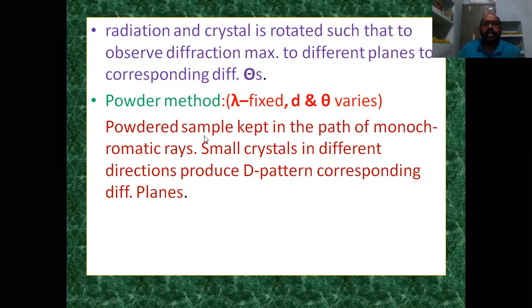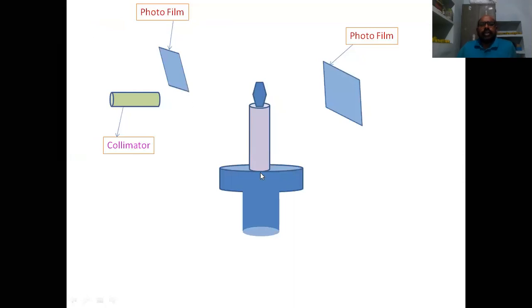Here we are seeing the Laue method. In the Laue method, we are taking one goniometer, and it is the crystal, and it is a collimator with a fine hole, to get a fine X-ray beam. And these are the photographic films: one is for collecting the reflected X-rays in the forward direction, and this film is for collecting the reflected X-rays in the backward direction.